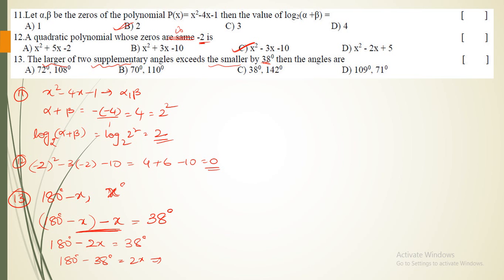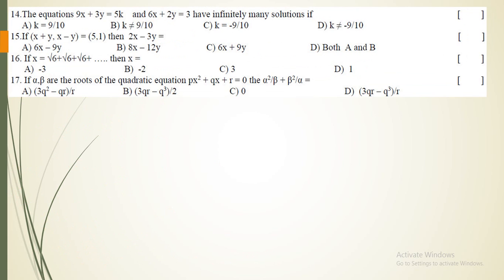2x. So 180 minus 38 is 142, so 142 is equal to 2x. From this clearly x is equal to 71 degrees. So what did he ask? 71 degrees. So this is nothing but the correct option. Next, moving on to question number 14.